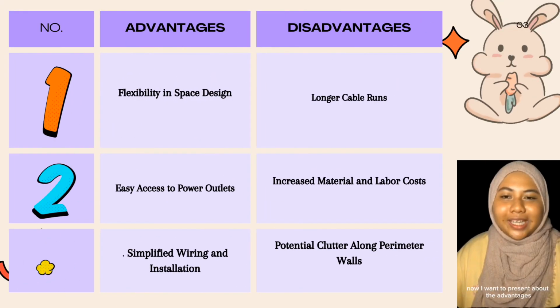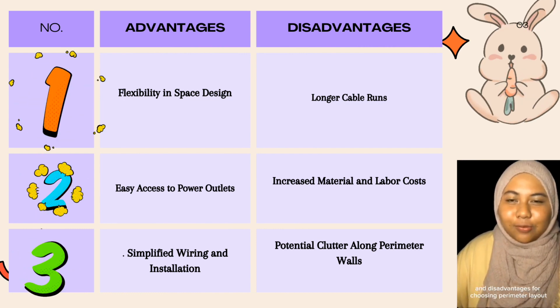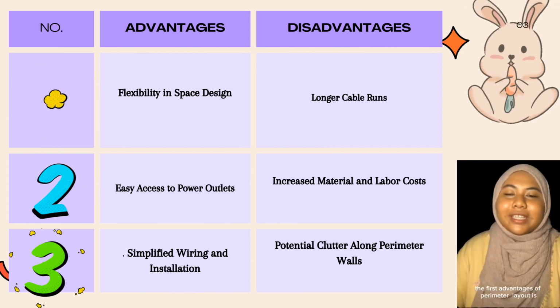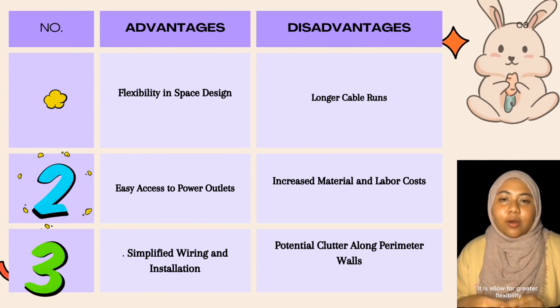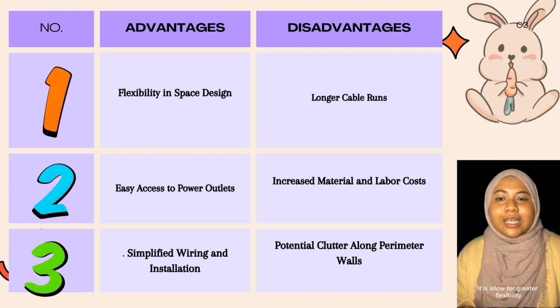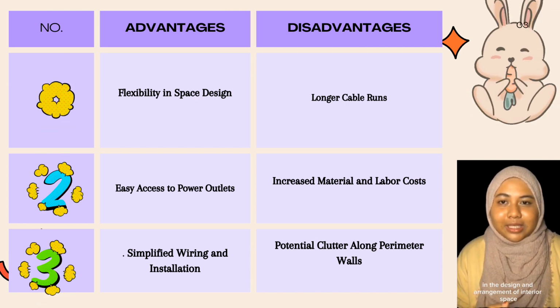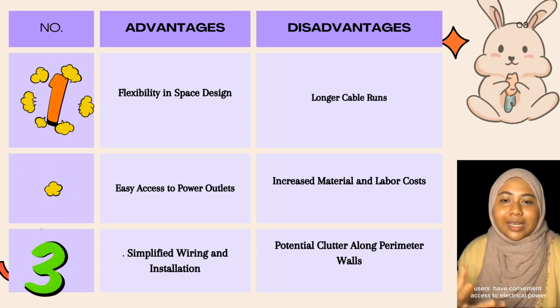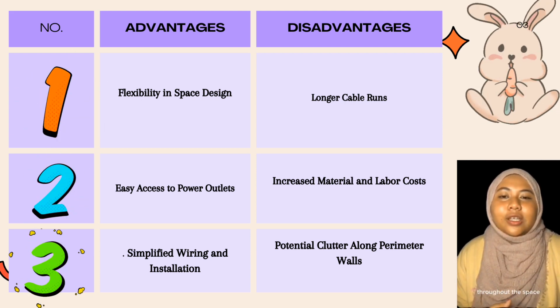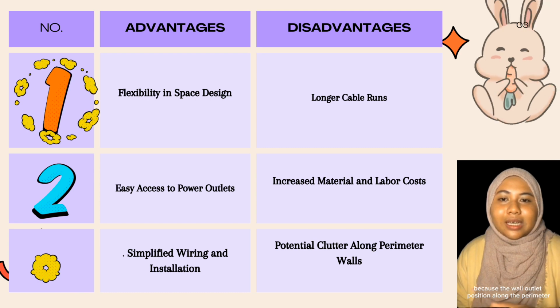Now, I want to present the advantages and disadvantages of choosing perimeter layout. The first advantage of perimeter layout is flexibility in space design. It allows for greater flexibility in the design and arrangement of interior space. Next point is easy access to power outlets. Users have convenient access to electrical power throughout the space because the wall outlets are positioned along the perimeter.